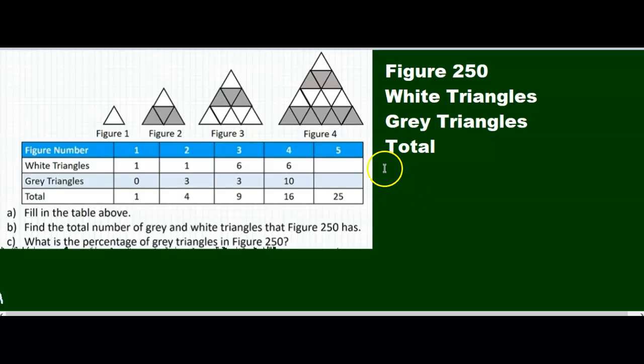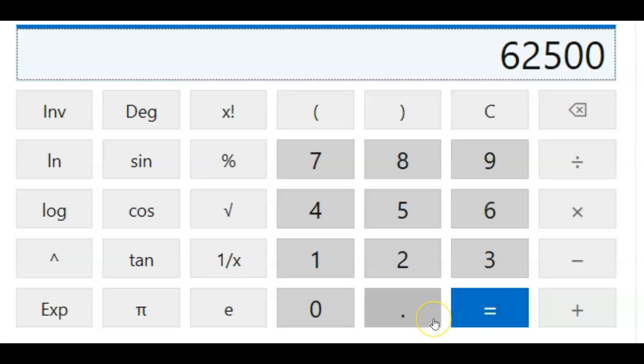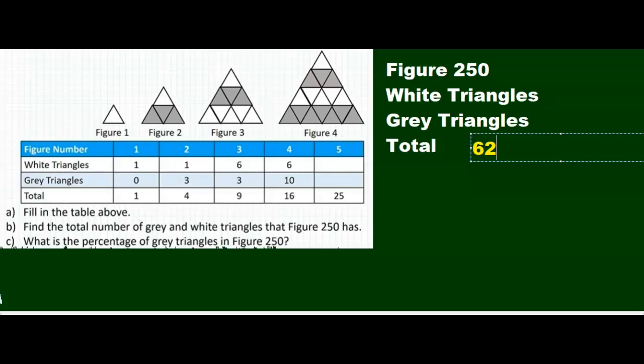Fill the table above, so these two, and then we want to find the total number of gray and white triangles in figure 250. So that's the easiest one we're going to deal with first, because as you can see, figure 1 is 1 square, figure 2 is 2 square, 3 square, 4 square, 5 square for your total number of triangles. So for figure 250, it would be 250 square, and that would be 250 times 250, and that gives us 62,500.